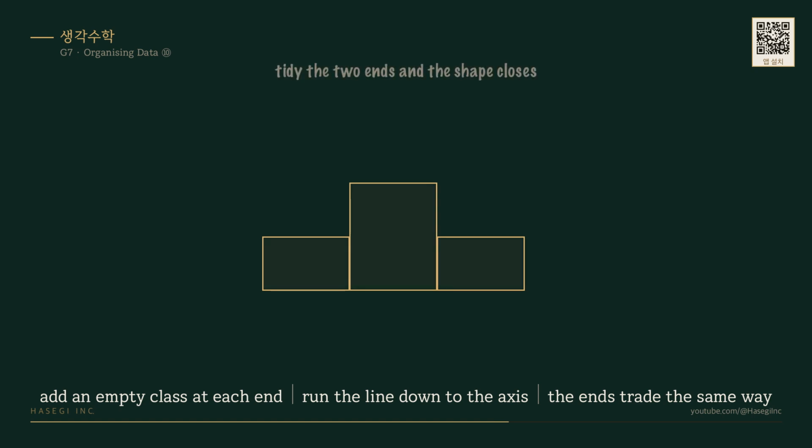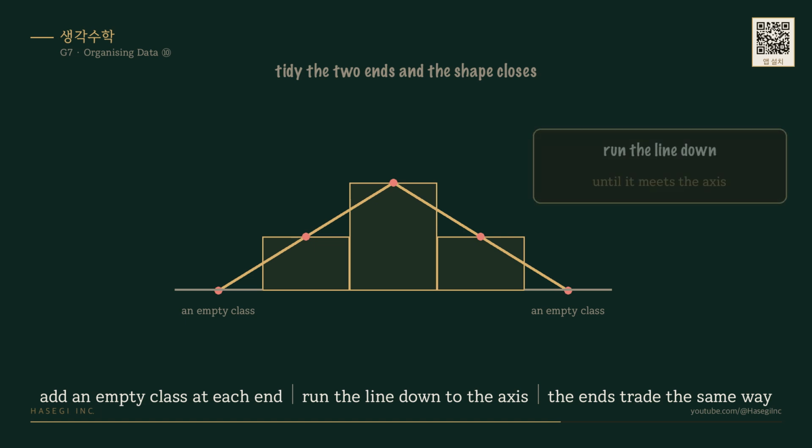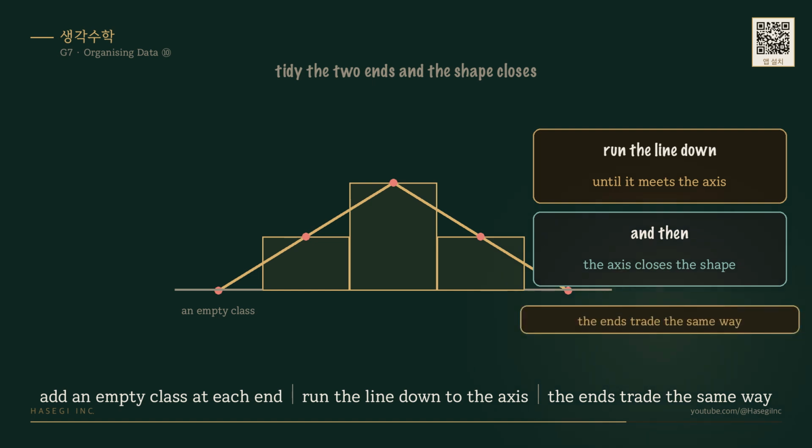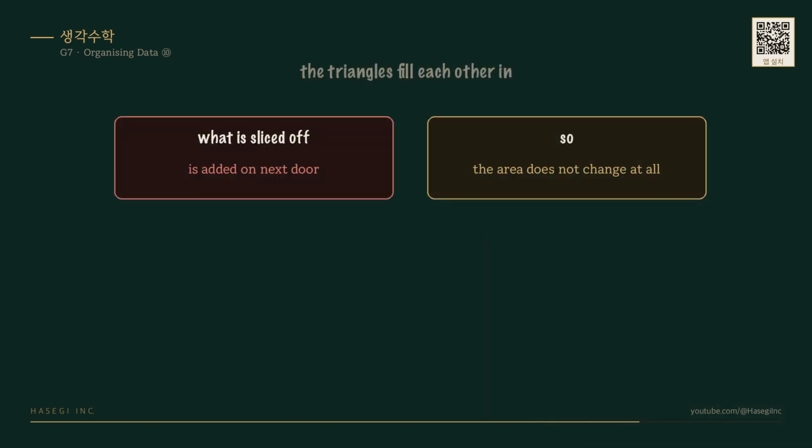Only the two ends need attention. Add an empty class before the first one and after the last, and run the line down through their midpoints until it meets the horizontal axis. Now the polygon closes against the axis, and at the ends too, the overhang and the slice trade in exactly the same way. So the equal areas are no coincidence.